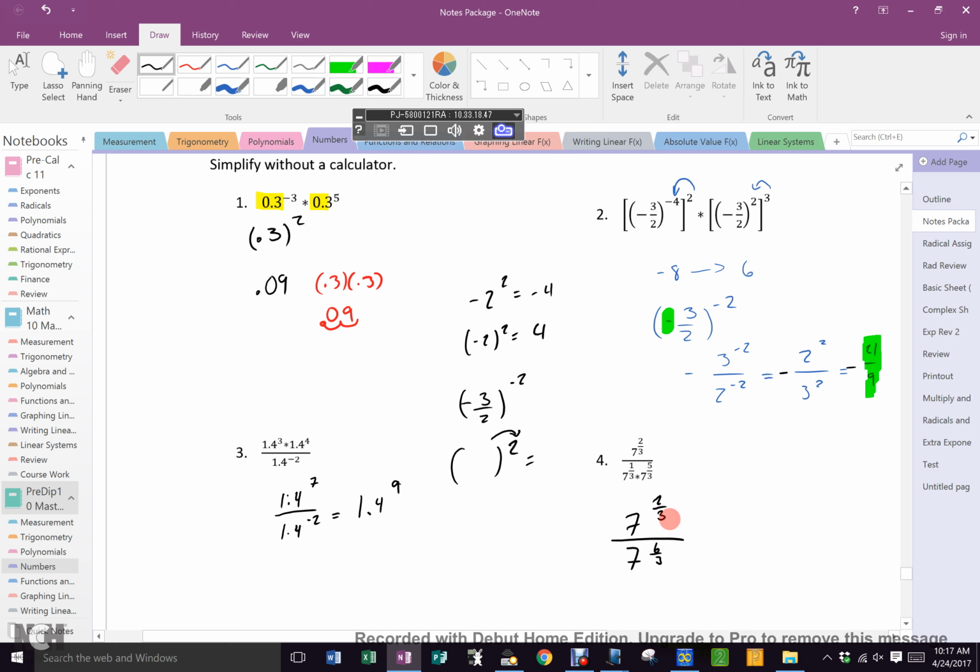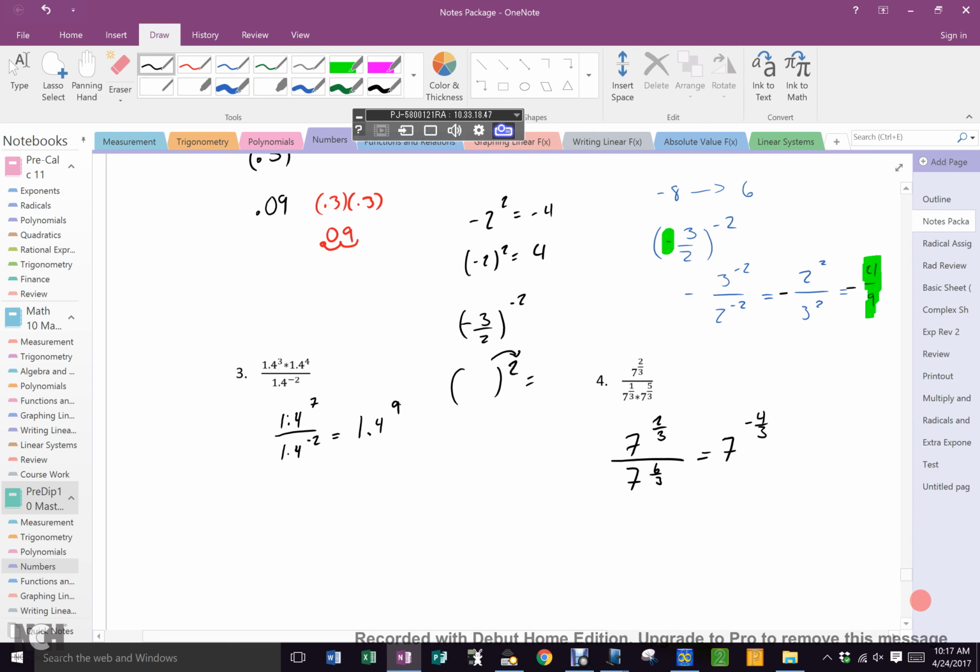Now, some of you are right away going to say 2 there. Why is that not necessarily a good idea? Because I got to do this subtraction, don't I? And 2/3 minus 6/3 is pretty easy. What is it? 7 to the negative 4/3, correct?